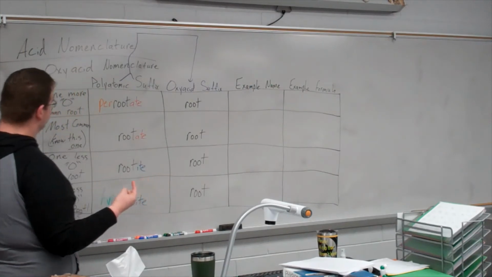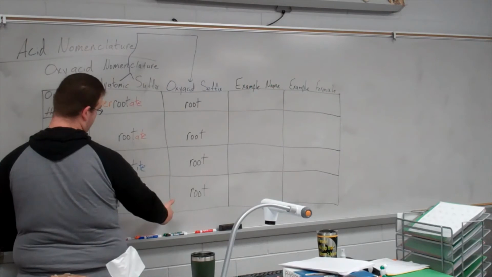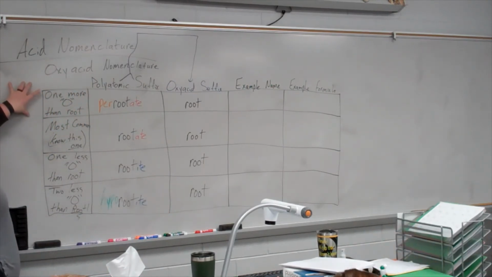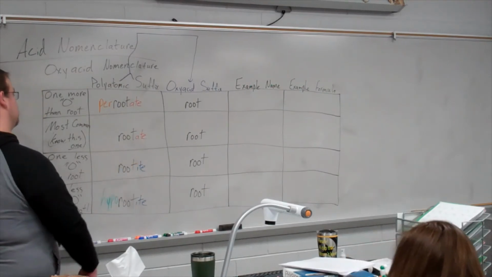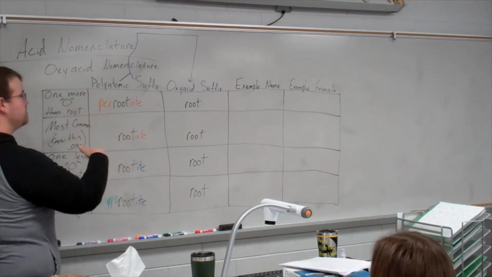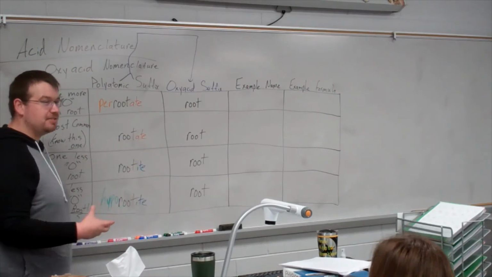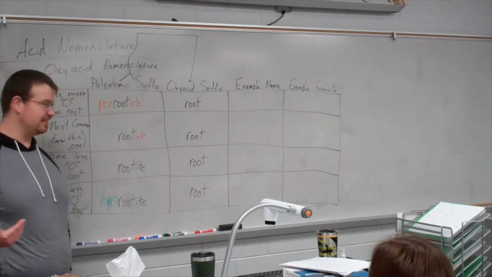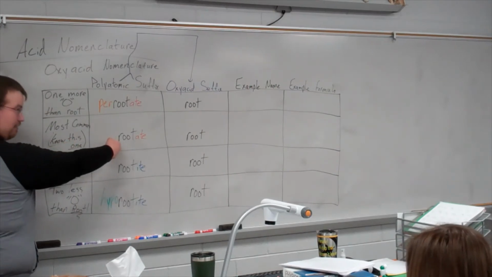Everything I've warned you was going to be based from here, you needed to get this. We're talking about oxyanion nomenclature, these polyatomic suffixes: the per-root-ate is one more oxygen than the root. The root-ate, that's the most common one. That's the one you should memorize, because if you memorize it, you can work from it. Know this one, root-ate.